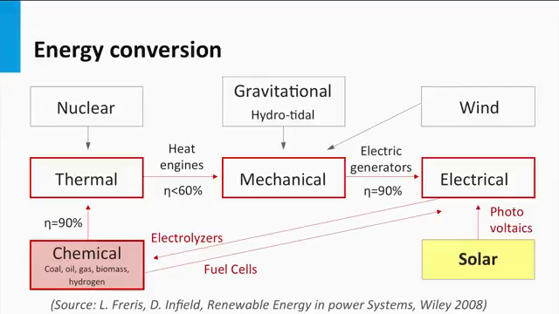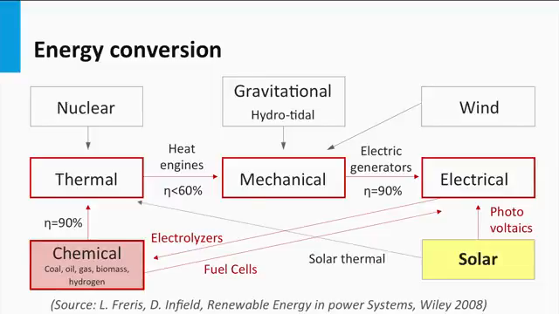Finally, solar energy can be converted into electricity as well. If solar light is directly converted into electricity using devices based on semiconductor materials, we call it photovoltaic. Photo means light and voltaic means electricity. Typical efficiencies of most commercial modules are in the range of 15–20%.